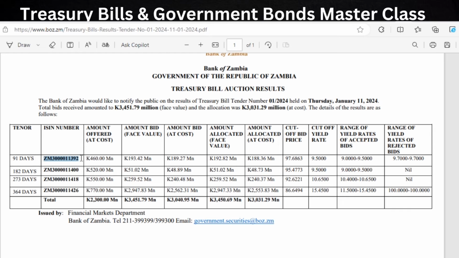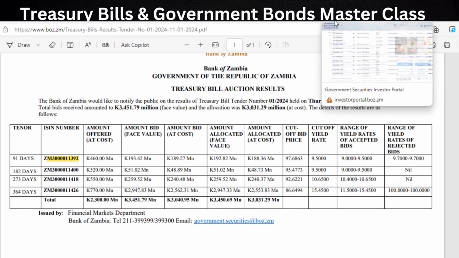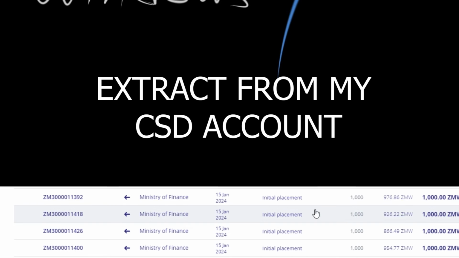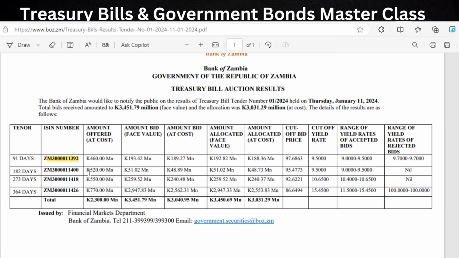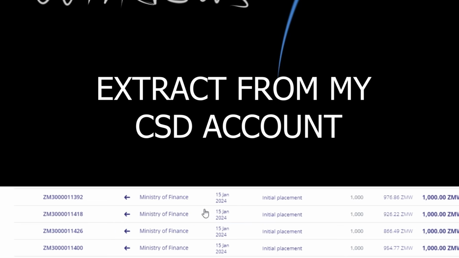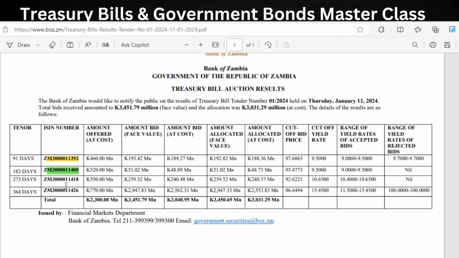So if you can see, this 91 days treasury bill is this one, which has got 11,392. Then when you go in my CST account, you can see this 11,392. So this is the treasury bill that we are talking about. And again, if you look at this one, the 182 days, which is 6 months, was 11,400. When you come here, you'll be able to see 11,400. So this is the treasury bill that we are talking about.